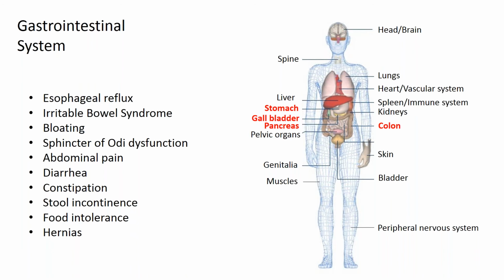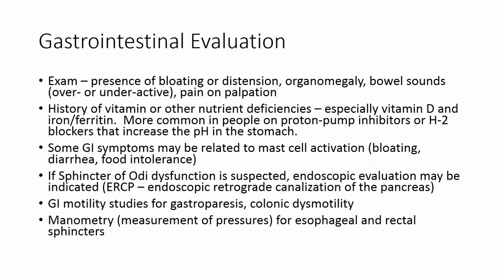Patients may report abdominal pain, diarrhea, constipation. They may have difficulty controlling their stool. They may have food intolerance. They may have hernias. So pretty much any symptom that you might think of in the GI system can be seen in the Ehlers-Danlos syndromes.